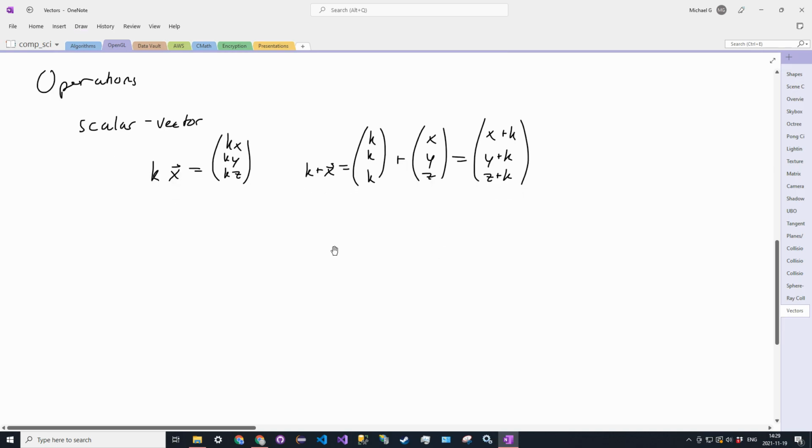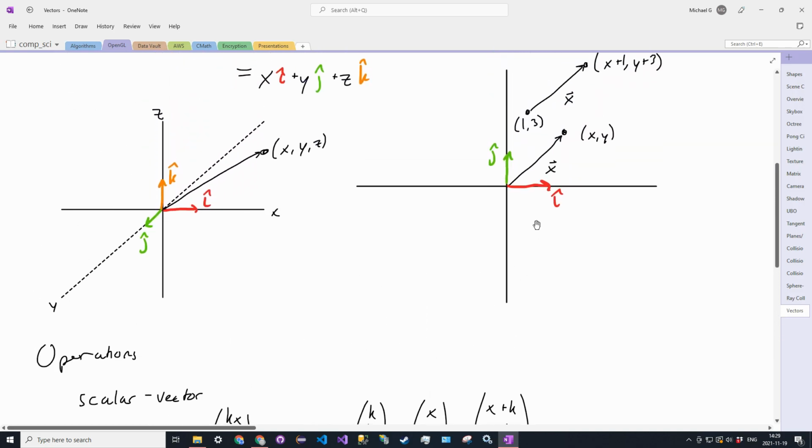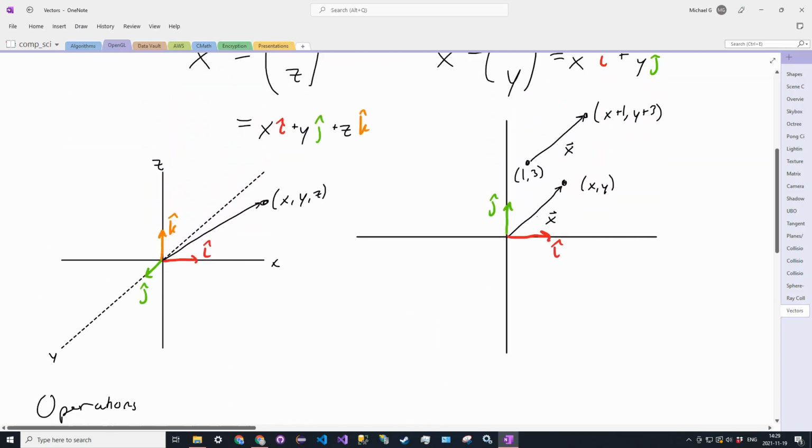And a quick note about negation. So if we had k equal to -1 here, the result would be x is equal to -x, and what this geometrically will represent is the inverse direction. So if we looked at our diagram up here, if we multiplied both our points by -1, so we would have -x and -y, the vector now would just be -x, exactly the opposite direction.